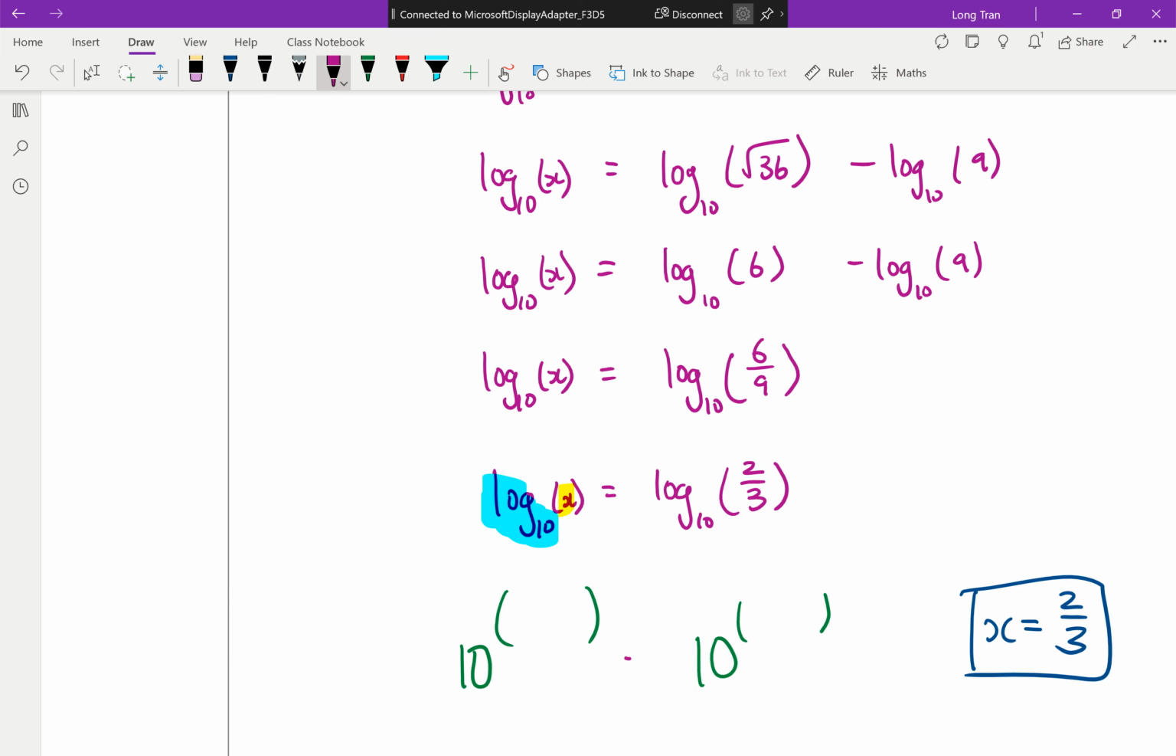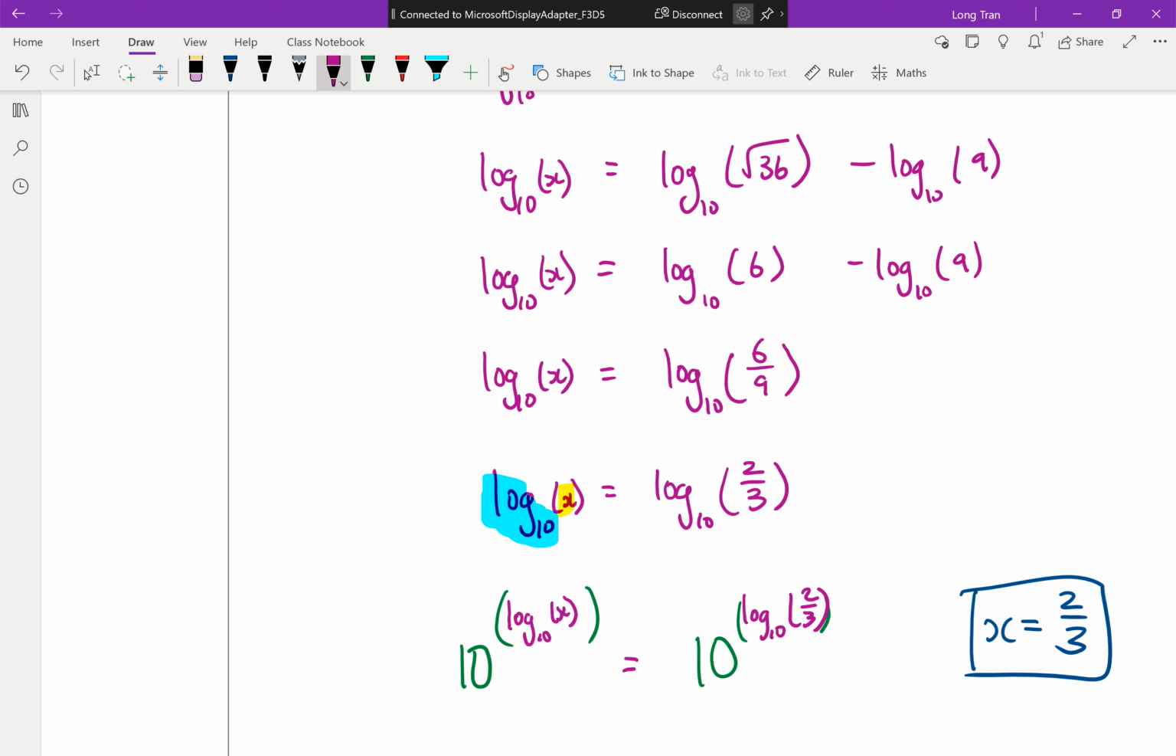I'm balancing the equation. I'm going to do 10 to the power of this, and I'm going to do 10 to the power of this. Whatever you do to one side, I'm just doing an exponential. So here we go: 10 to the power of log 10 of x. So I've done that to my left. Then I do 10 to the power of log 10 of 2/3. See, I'm balancing the equation.